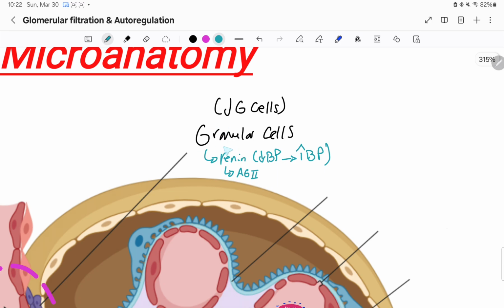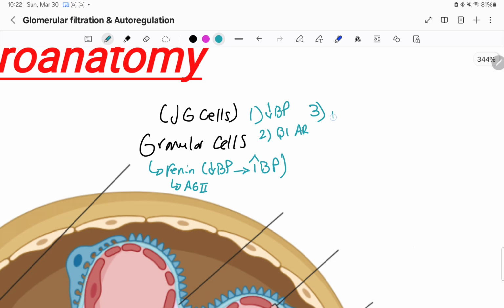Now, there are specific signals that activate these granular cells to produce renin. One of them is, of course, a low blood pressure. The other one is going to be beta-1 adrenergic stimulation by the sympathetic nervous system. And the last one is going to be signals by a special kind of cell called macula densa cells. Okay, macula densa signals. And we'll take a look at this at the end of this video.